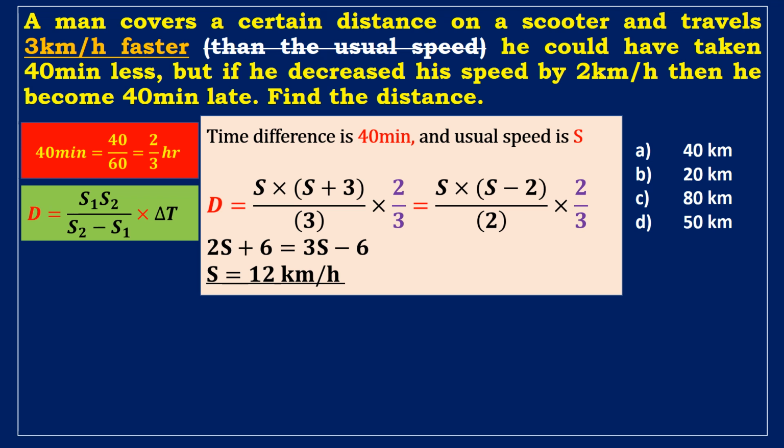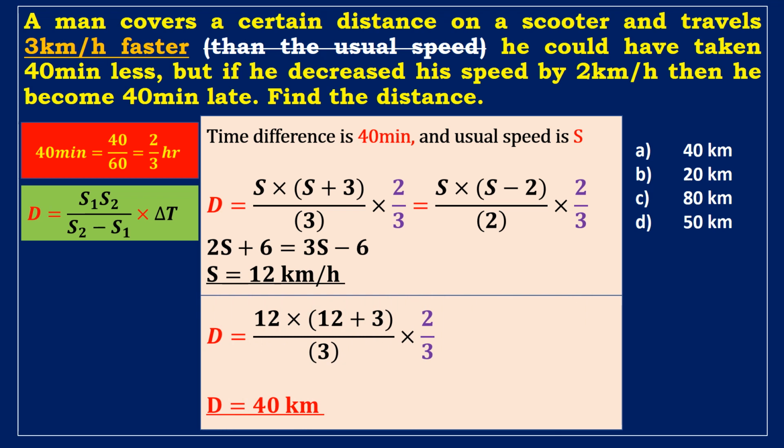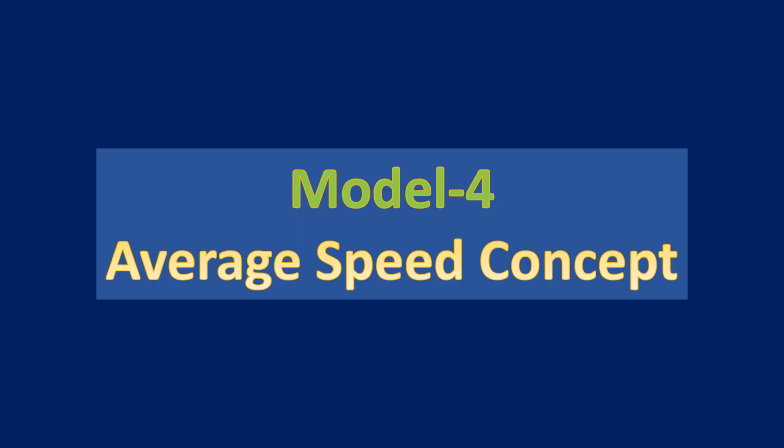We get the speed of 12 kilometers per hour. Substitute the speed of 12 kilometers per hour into the first equation. We get a distance of 40 kilometers. Model 4. Average speed concept.